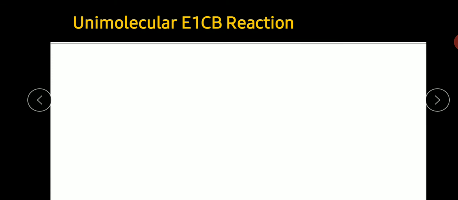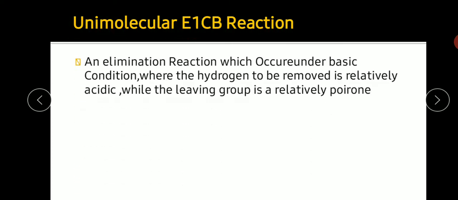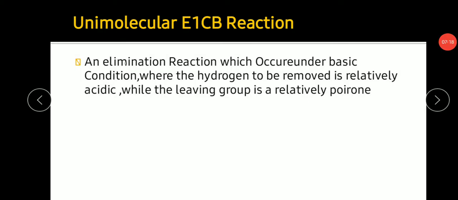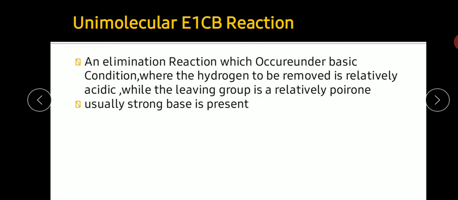Then third type of elimination reaction is the unimolecular E1CB reaction. An elimination reaction which occurs under basic condition where the hydrogen to be removed is relatively acidic while the leaving group is relatively poor one. Usually strong base is present.